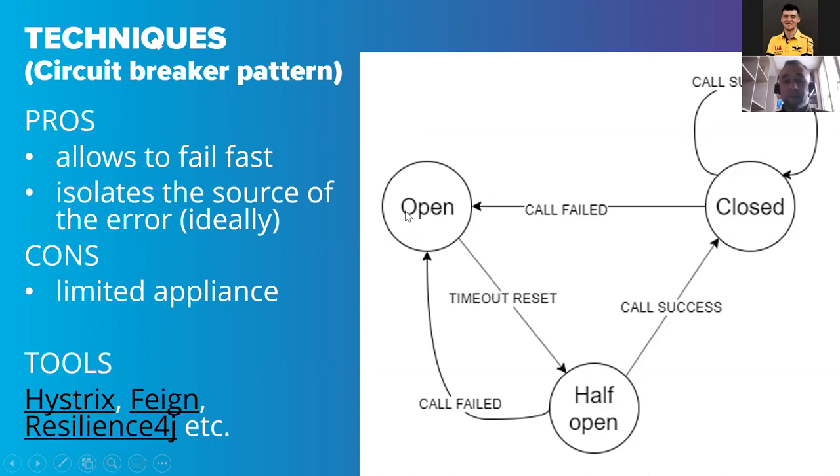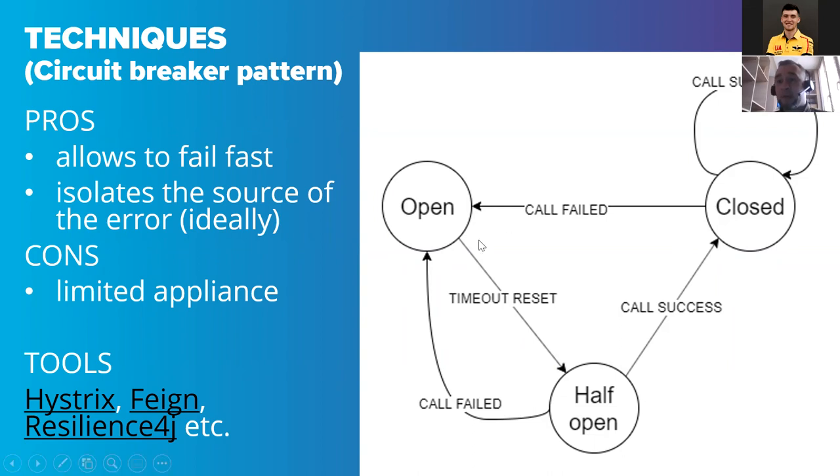So actually it has a few states: the state open, the state closed, and half open. It applies when you are trying to contact some external service. Let's not focus on what the service is, just some service external to your application. This breaker is closed when everything goes fine. So if your calls to the external service go well, it remains closed and does nothing.